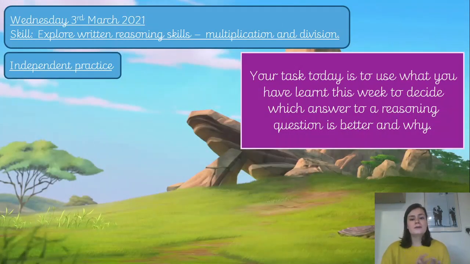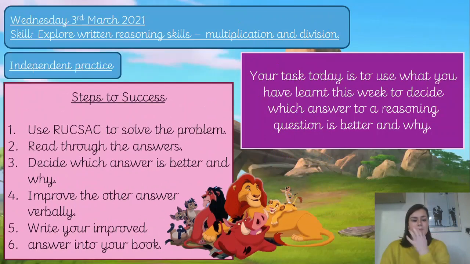Okay, so just like we've just done with Nala and Simba, your task today is to use what you have learnt this week to decide which answer to a reasoning question is better and why. So for today's task, you will have the question, just like you've had for the previous days, and underneath it you will have 2 answers. And I would like you to think about which answer is better and why that answer is better. And then once you have done that and decided which is better, the answer you've decided is not as good, you're then going to improve and write into your book.